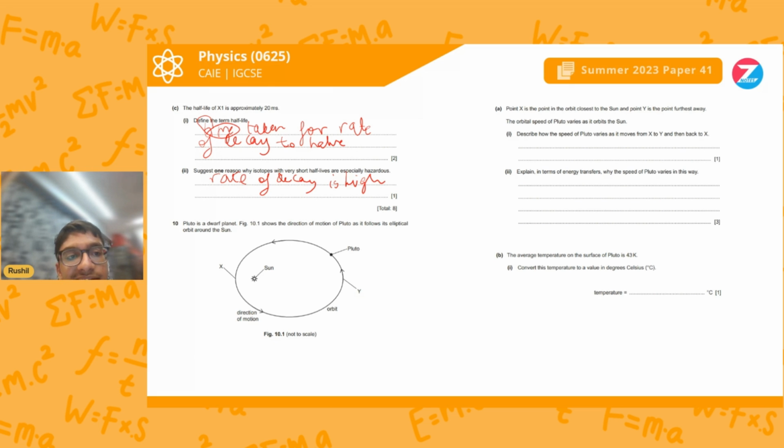So we've got the last question, number 10. Pluto is a dwarf planet. Figure 10.1 shows the direction of motion of Pluto as it follows its elliptical orbit around the sun.